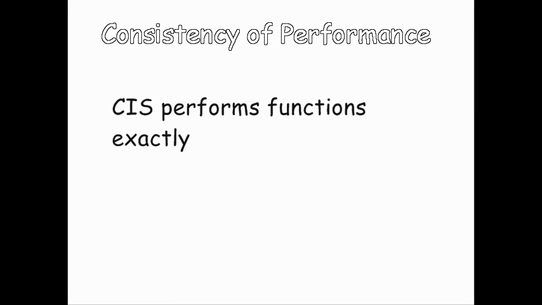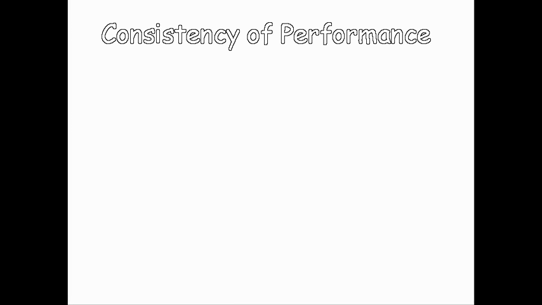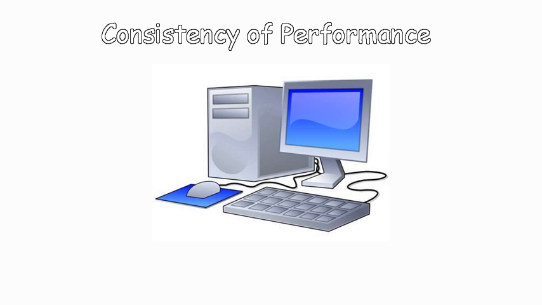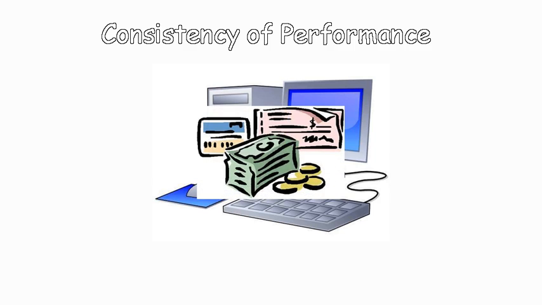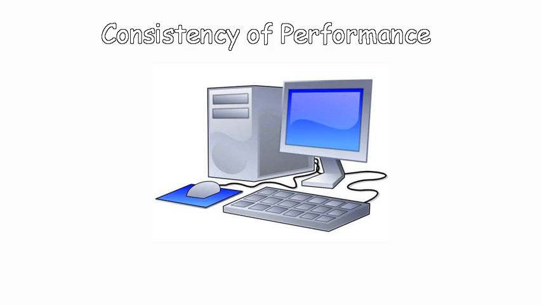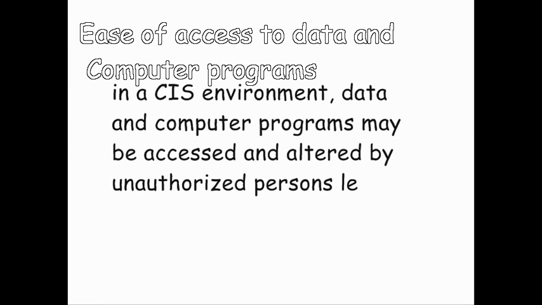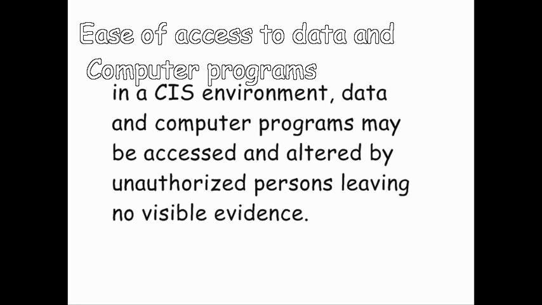Consistency of performance. CIS performs functions exactly as programmed. If the computer is programmed to perform a specific data processing task, it will never get tired of performing the assigned task in exactly the same manner. Ease of access to data in computer programs. In a CIS environment, data in computer programs may be accessed and altered by unauthorized persons, leaving no visible evidence.